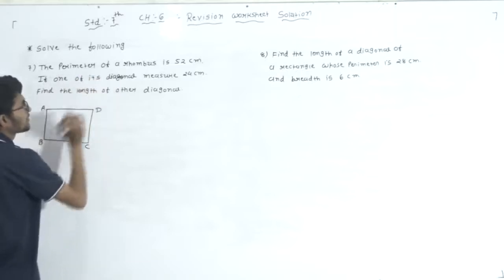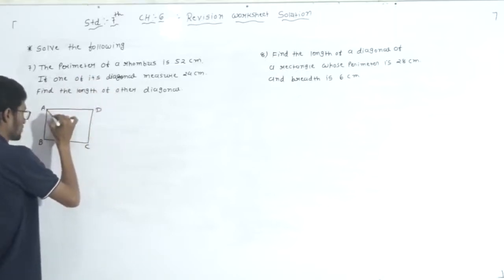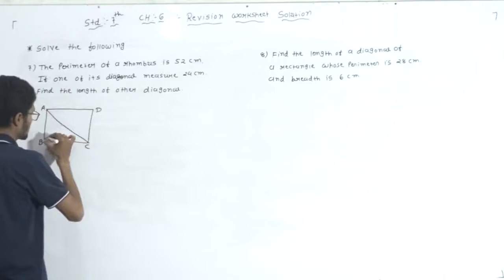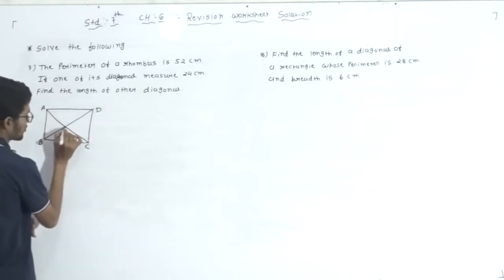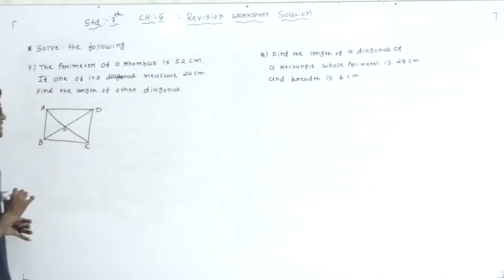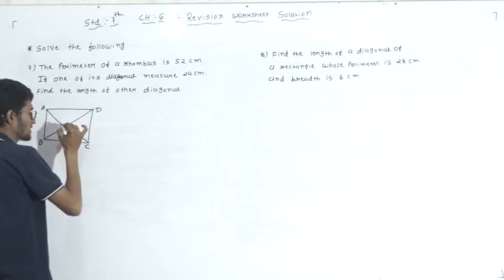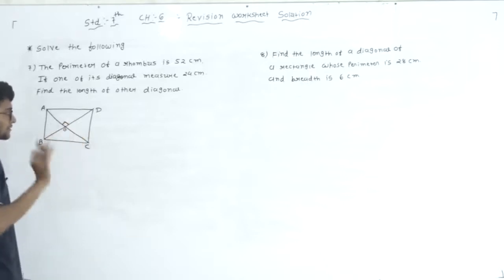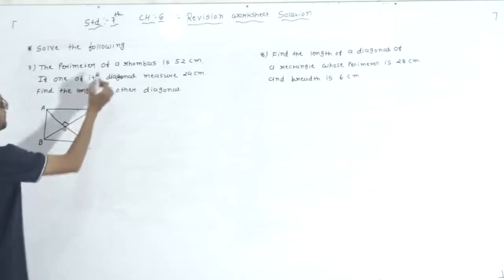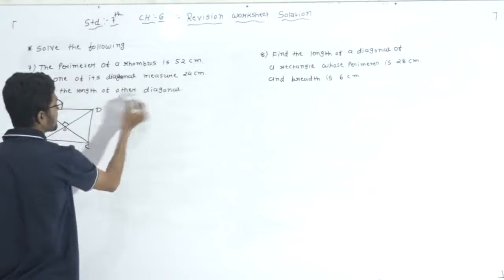So perimeter is given and a diagonal is given. These are my two diagonals, and these two diagonals intersect here. Give the name O, right? In a rhombus two diagonals intersect at a right angle, it means 90 degrees. All of these are 90 degrees, right? So first of all, perimeter is given and we have to find the other diagonal.